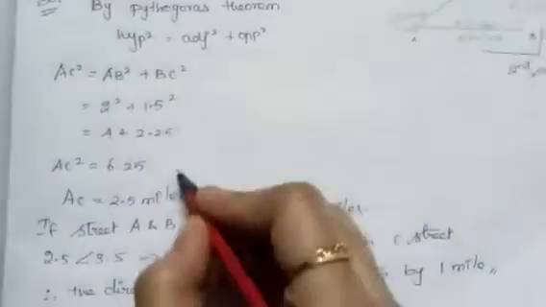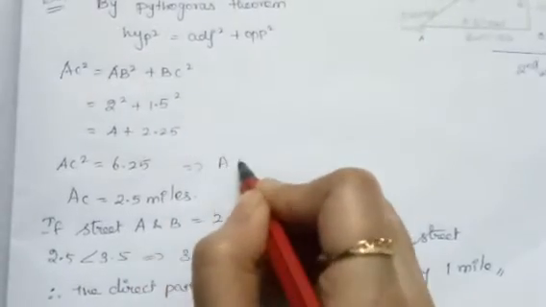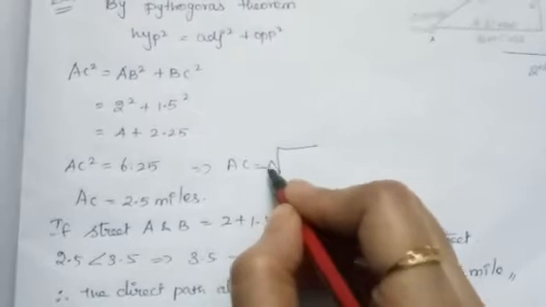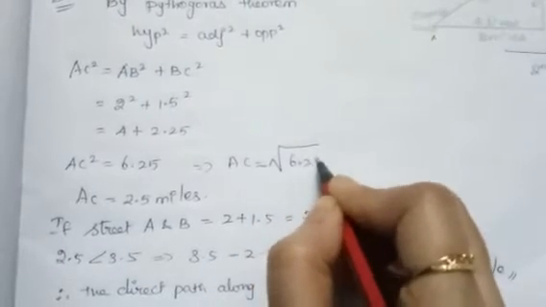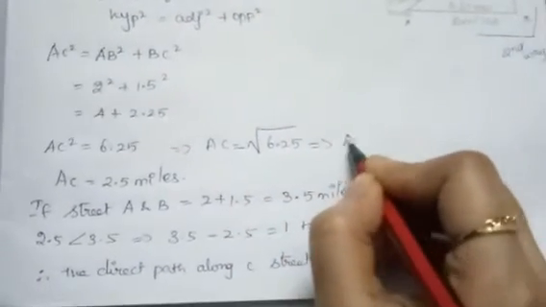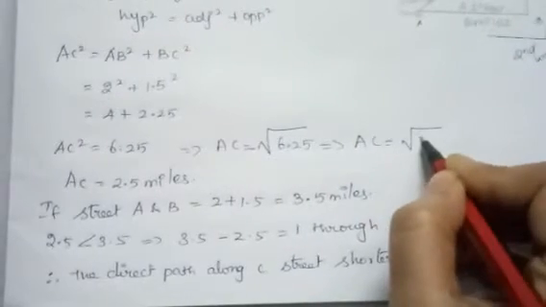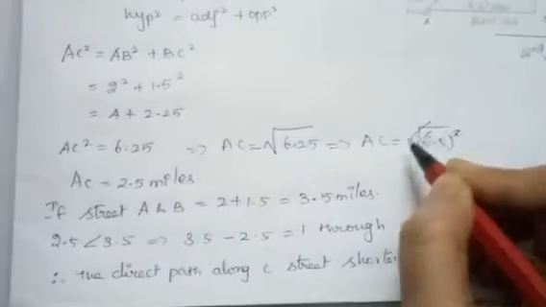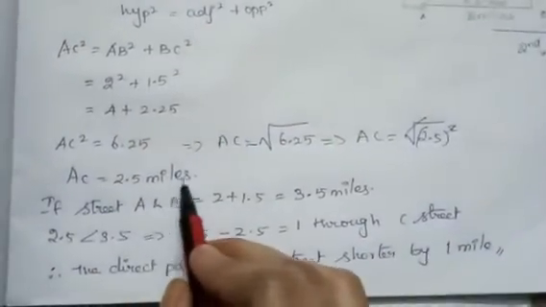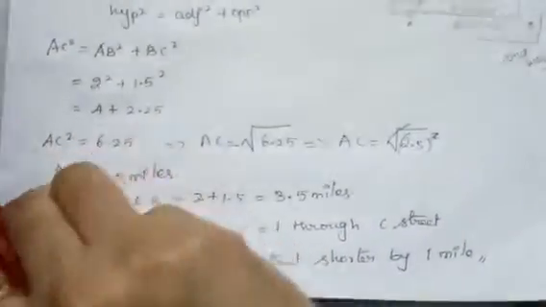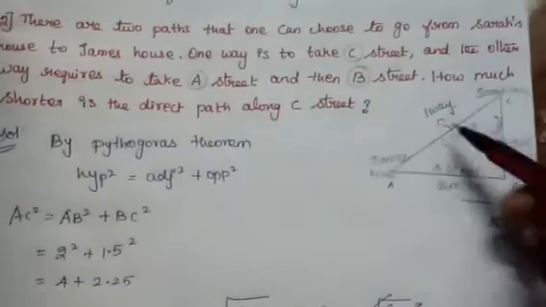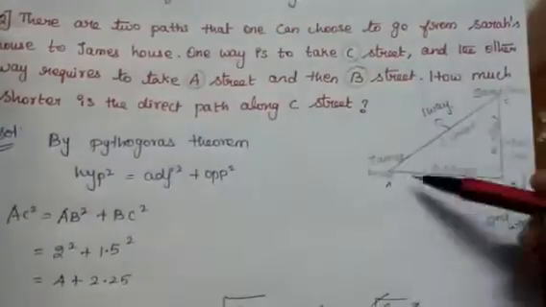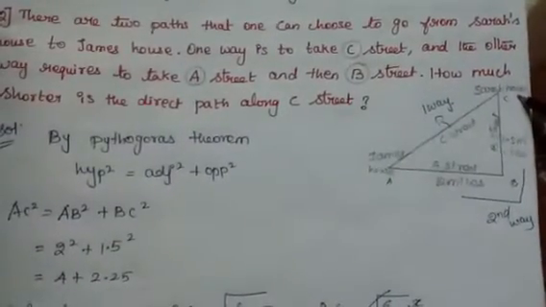So AC is equal to the root of 6.25. Then what is the square root of 6.25? 2.5 square. Here square and root get cancelled. Then AC is equal to 2.5 miles. So here the AC is 2.5 miles. Going directly along C Street, it comes to 2.5 miles. Going to A and then to B, cutting across, how much will it be?